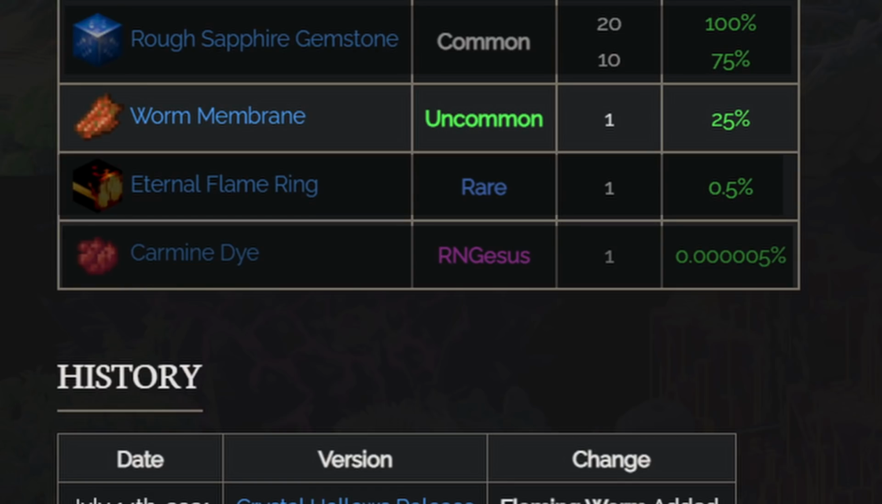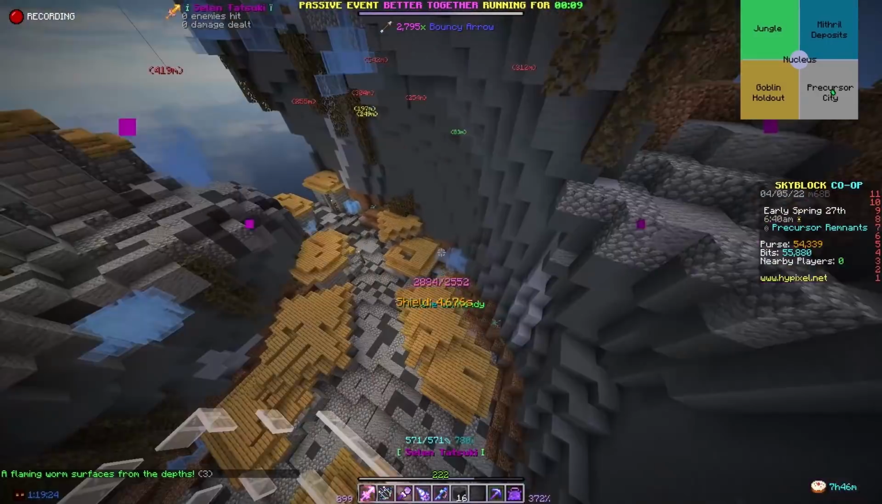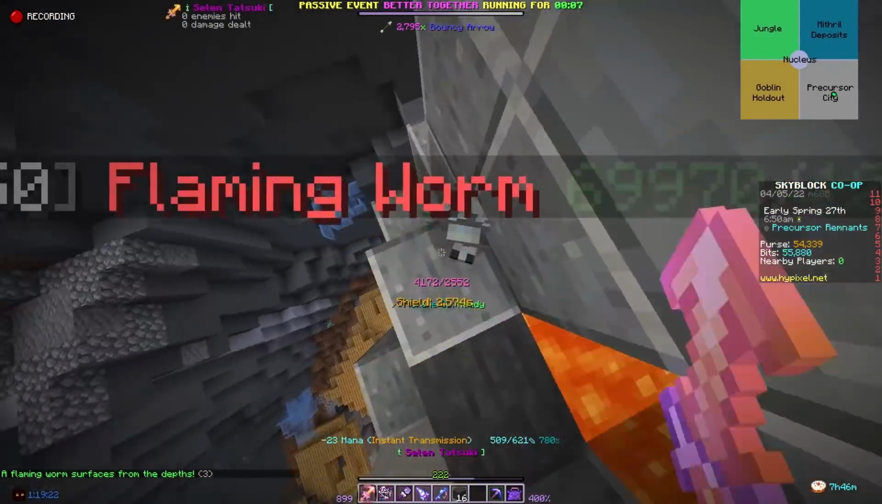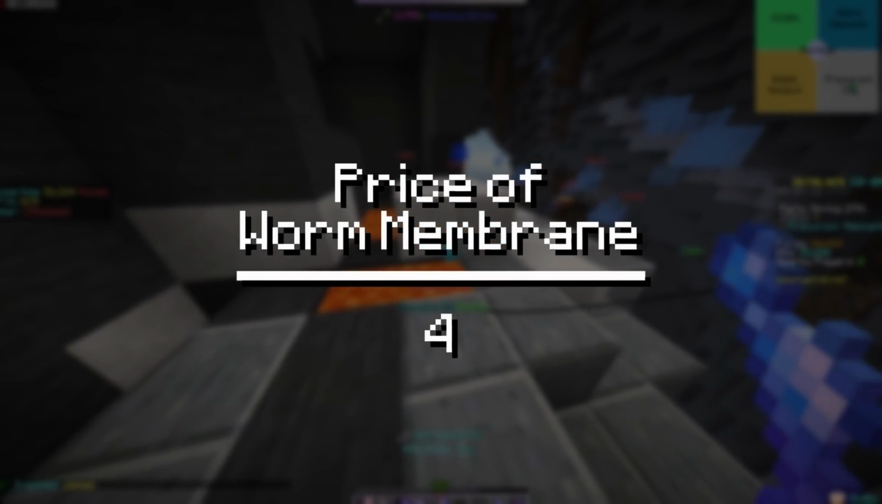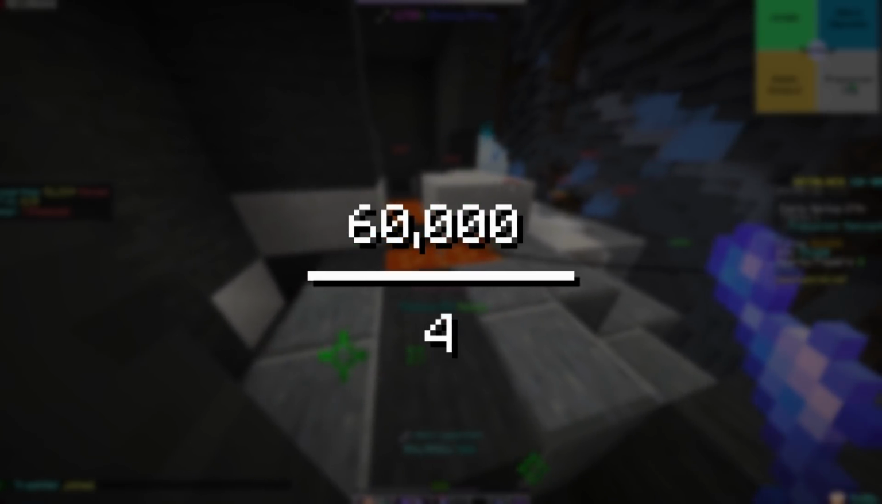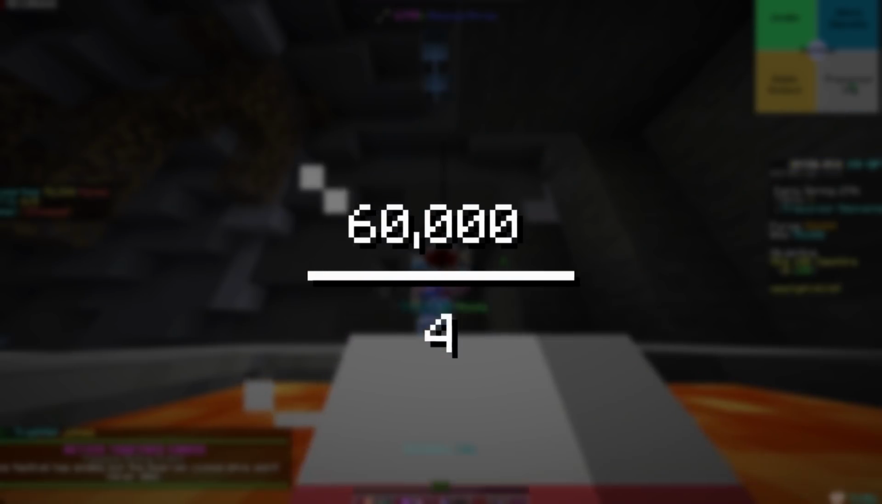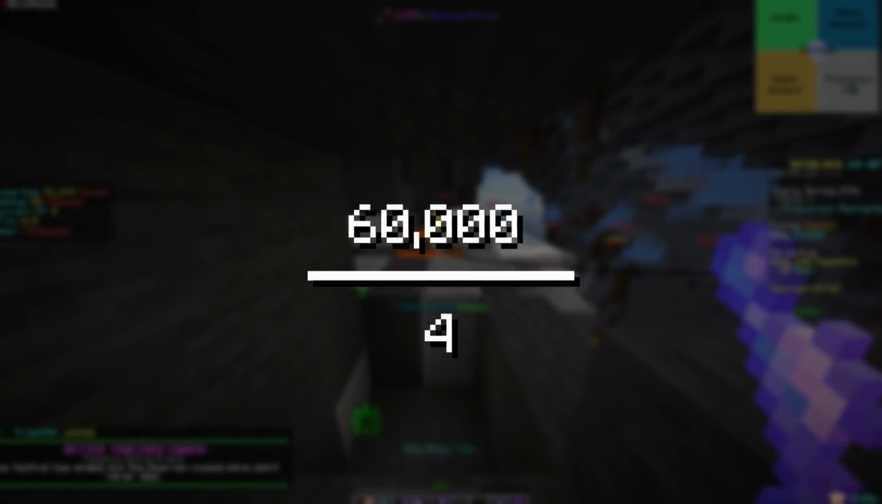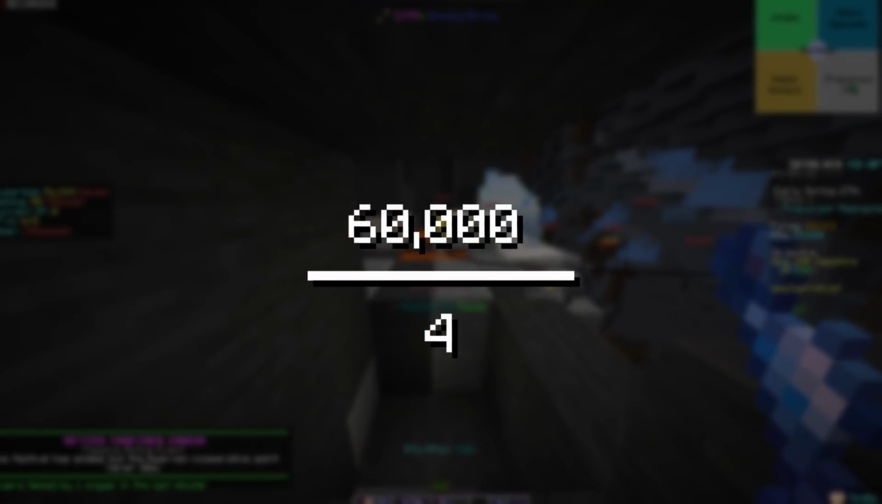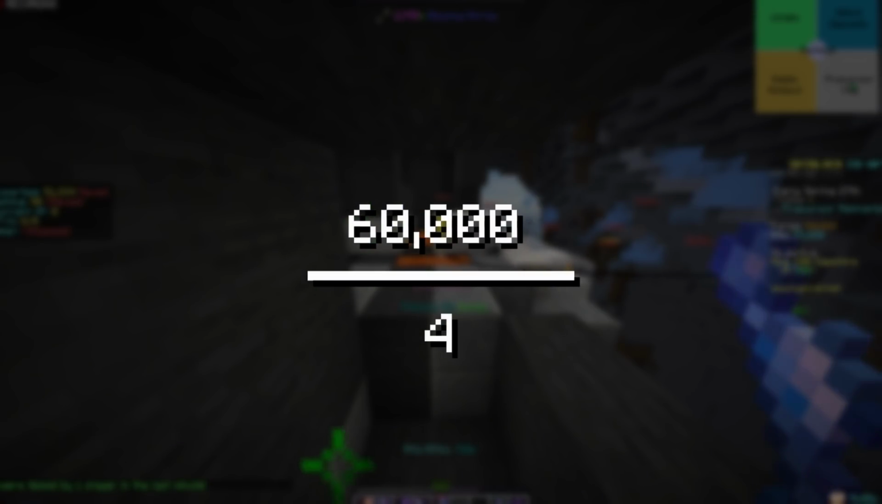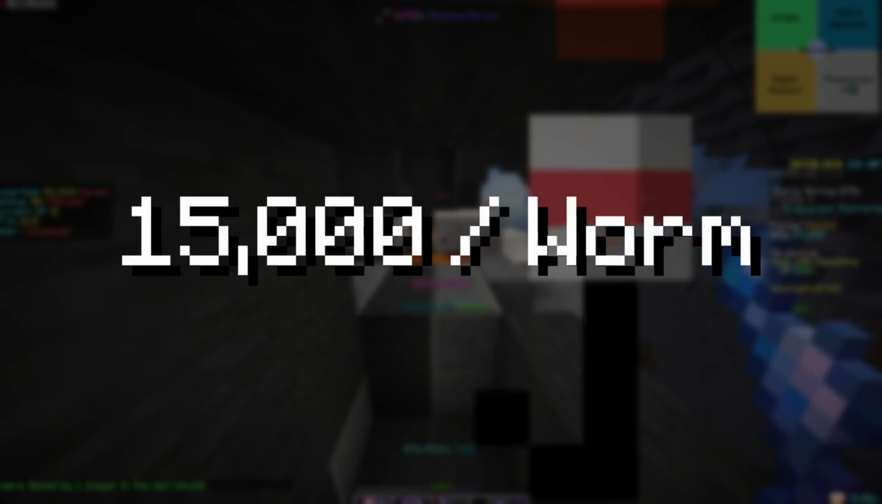So the first thing we have to do for this calculation is basically determine the value of killing a single worm, which in other words just means taking the price of a worm membrane and dividing it by 4. I'm going to be using a value of 60,000 coins per membrane for this video, but you can use whatever you want if you're doing these calculations yourself. So if we just divide this by 4, we pretty easily get 15,000 coins per worm.